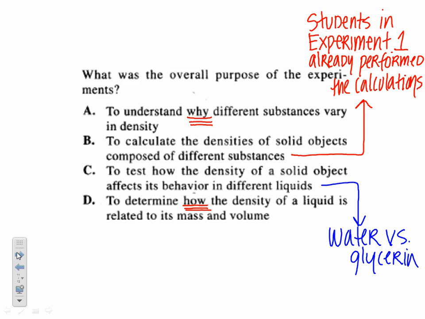Option C states that the purpose of the experiments was to test how the density of a solid object affects its behavior in different liquids. After answering questions 1 through 4, we have compared whether or not objects float or sink in both water and glycerin. Thus, option C is correct. To double check our answer, we should also read option D, which states that the overall purpose of this experiment was to determine how the density of a liquid is related to its mass and volume, which was not done. Thus, the correct answer is C. The overall purpose of the experiment was to test how the density of a solid object affects its behavior in different liquids.